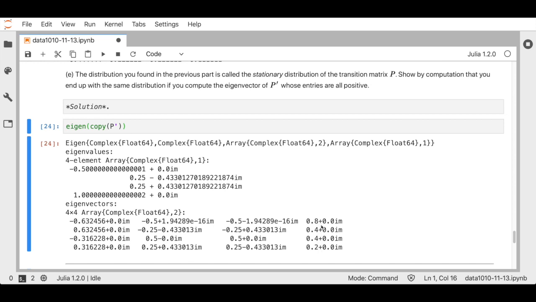And these values don't match the 4 ninths, 2 ninths, 2 ninths, 1 ninth that we saw above, but that's just because of how they're normalized. They're normalized to have an L2 norm of 1 rather than an L1 norm of 1. In other words, the square root of the sum of their squares is 1 rather than the sum of the actual values being 1.